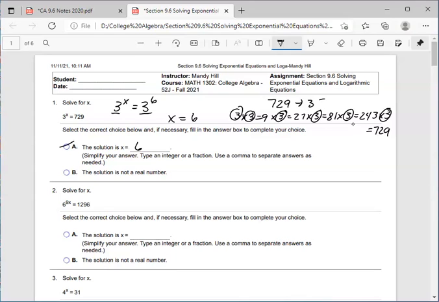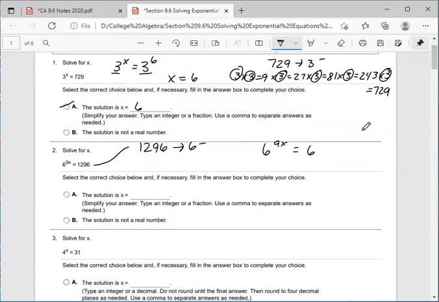On this one, what you really want to see is, you need to see if you can get 1296 to be 6 to the something. That's the goal, because if you can, then you're going to say 6 to the 9x is equal to 6 to the whatever you get for that. That's what you need to do on that.